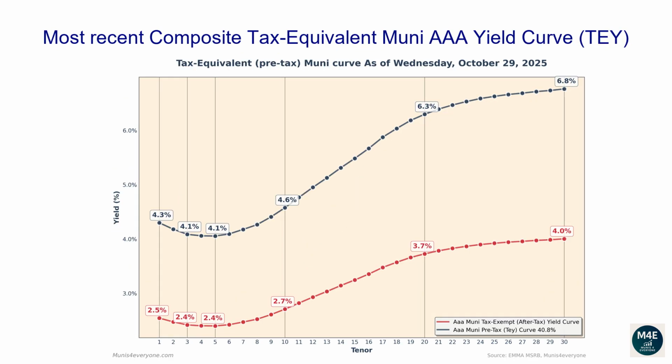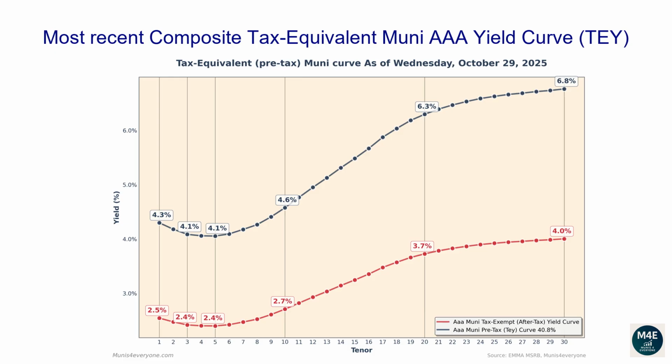Let's now go over the most recent composite tax-equivalent Muni AAA yield curve. The following graph shows, in red the tax-exempt after-tax Muni yield curve, versus in blue its tax-equivalent, pre-tax version assuming a 40.8% top tax bracket, as of October 29, 2025.